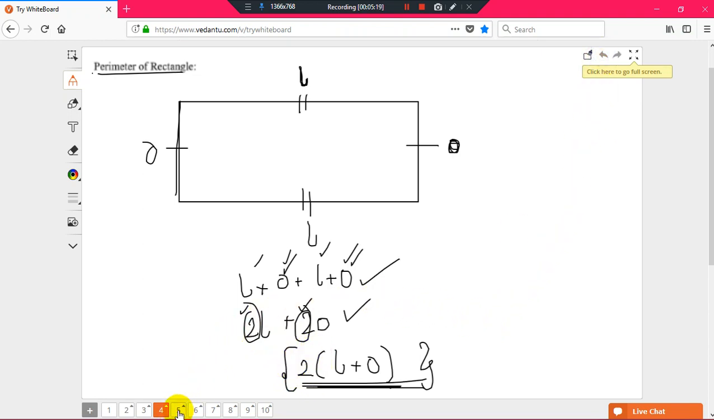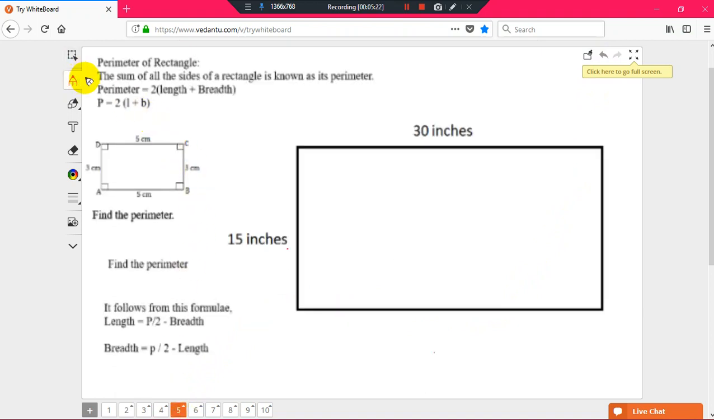So let's look at the perimeter of a rectangle. The sum of all the sides of a rectangle is known as its perimeter. Perimeter is 2 into length plus breadth. The bracket shows multiplication. In short form the formula is 2 into L plus B. Let's find the perimeter for this rectangle and this rectangle.